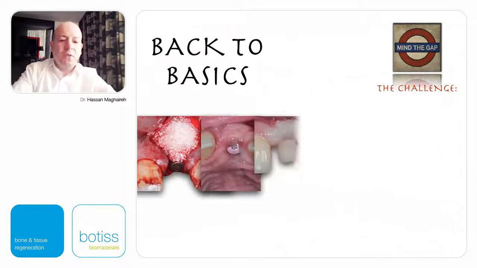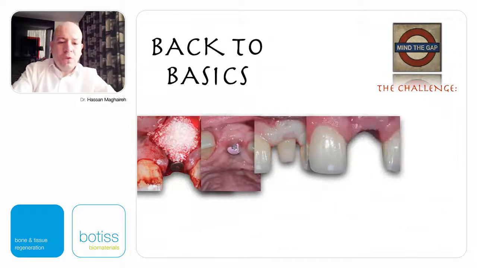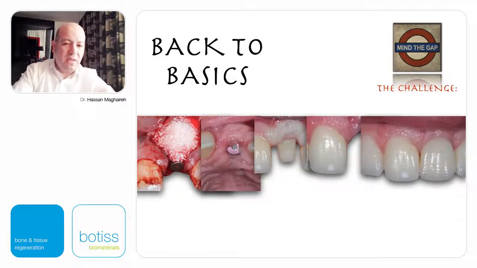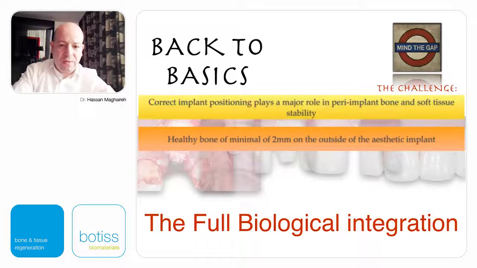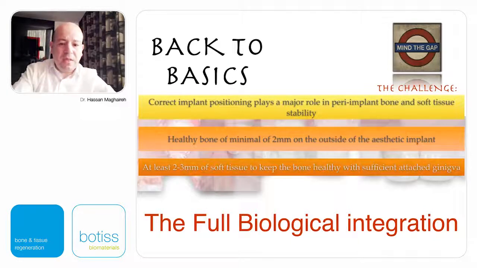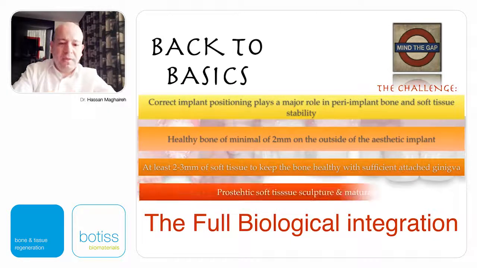So, back to the basics. If you want to get good aesthetic results, good biological integration, you need to aim for good bone quality and quantity, good soft tissue quality and quantity. Only then you can get some good aesthetic results. You get some good stability, you get some long-term durability, and you get nice aesthetics.